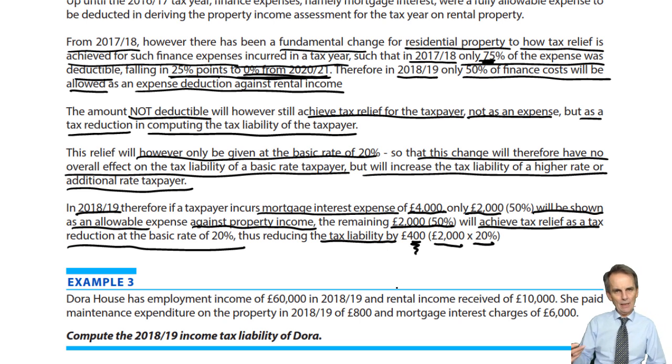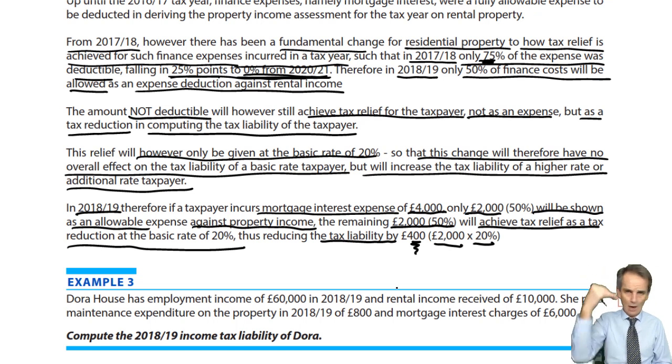So having done your normal tax calculation on your normal taxable income, non-savings, savings, dividend, basic rate, higher rate, additional rate, having got that figure of tax, using the property income assessment where we've only allowed 50% of the finance expense, before you then denote that total as tax liability, you take a deduction out. Here, that deduction, £400.